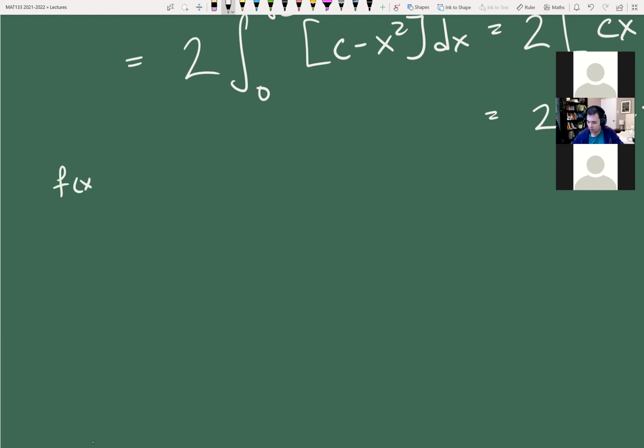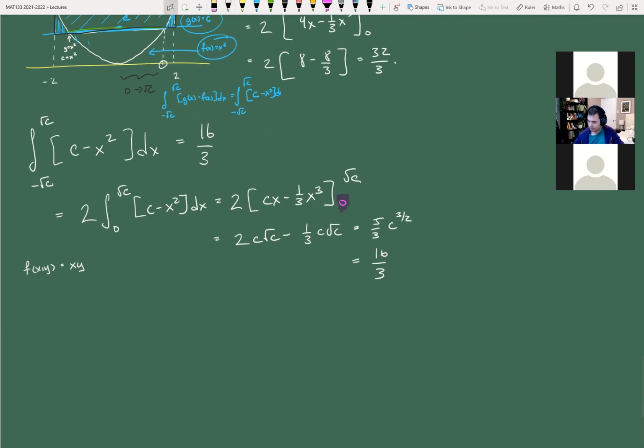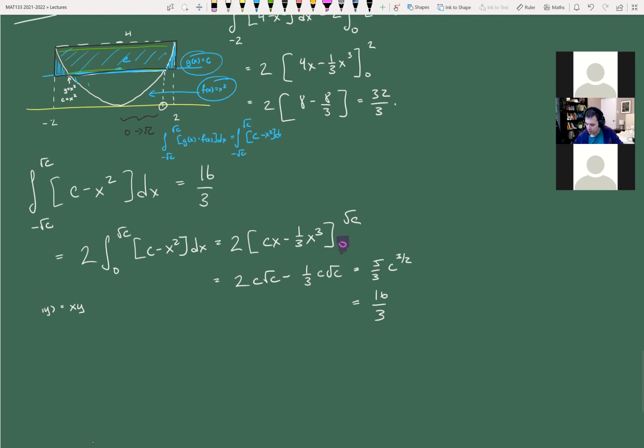Let me do a really simple example, everyone. So here's a function, f of x, y equals x times y, okay? And my claim is that this function is homogeneous of order 2, okay? So what happens if I compute f of 1, 3? What's the output of f of 1, 3?